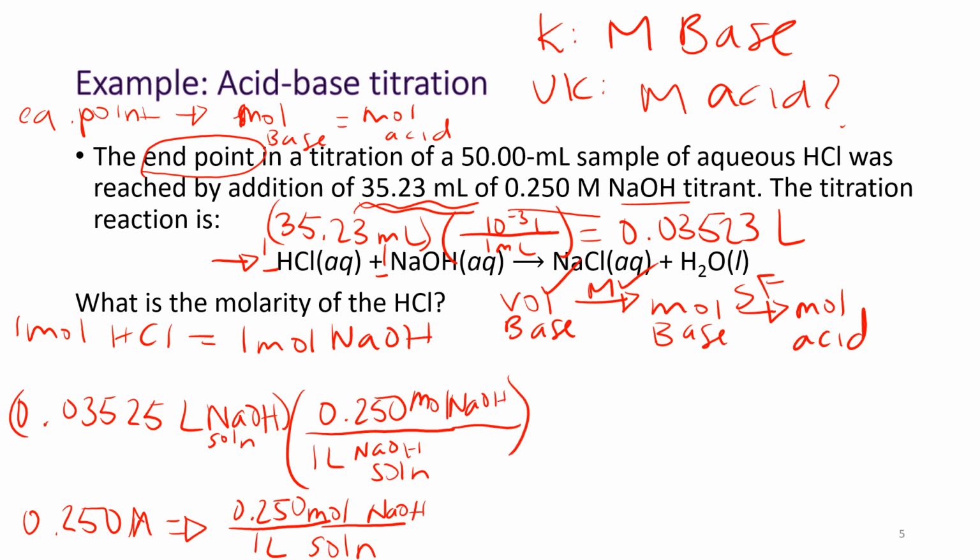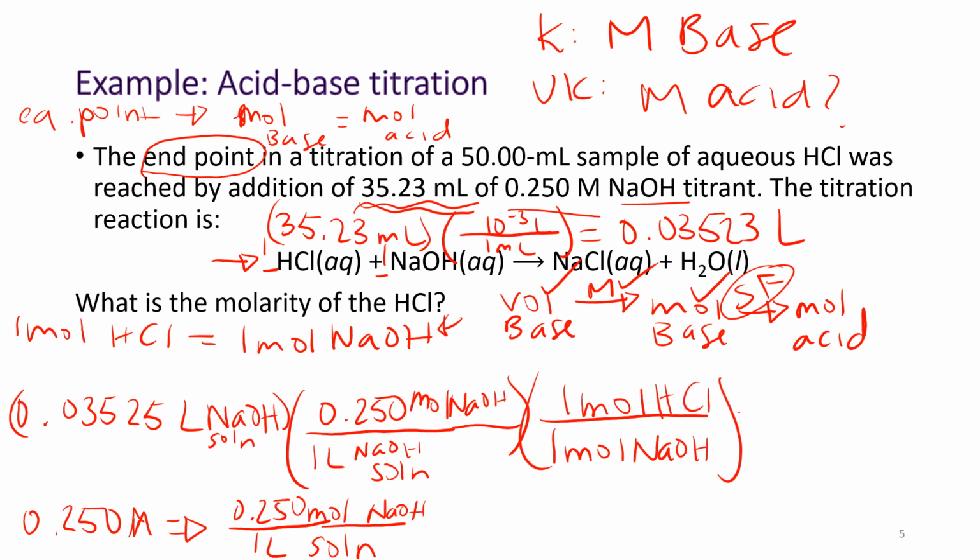All right, so now we're at moles of NaOH. Now we are going to use the stoichiometric factor, which is right here, to get to moles of acid. So 1 mole NaOH, 1 mole HCl. And then we get moles of acid. So I end up getting 8.8125 times 10 to the negative third mole.